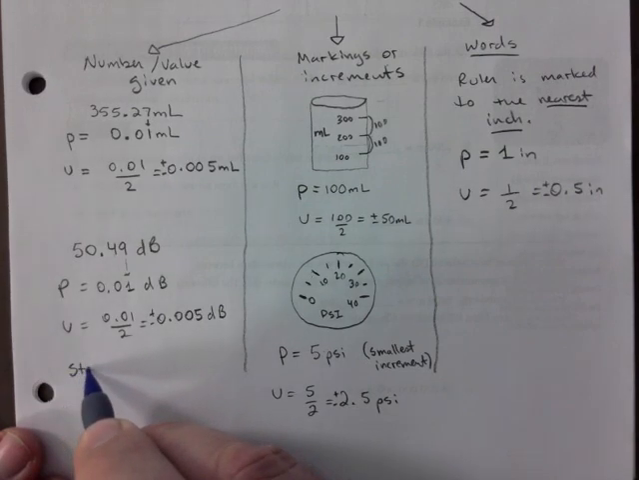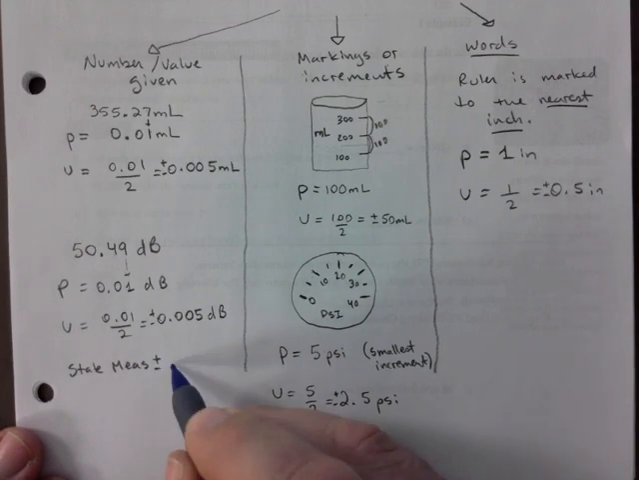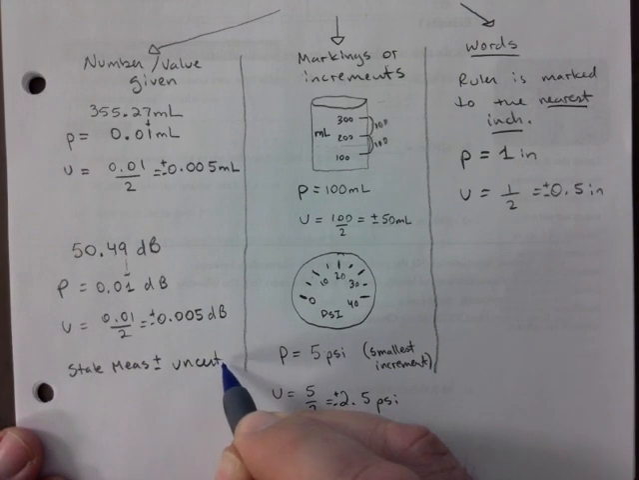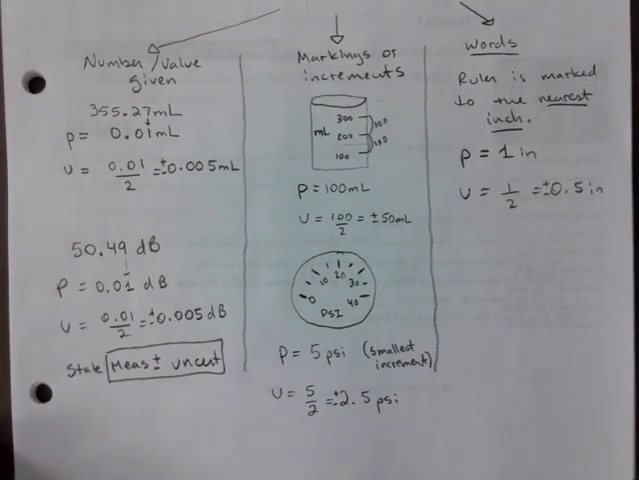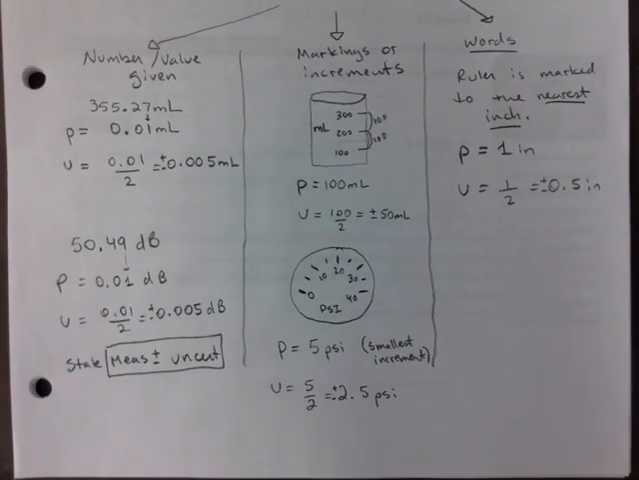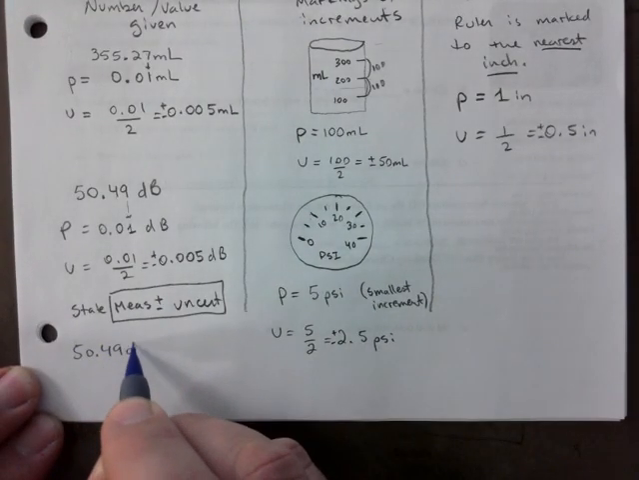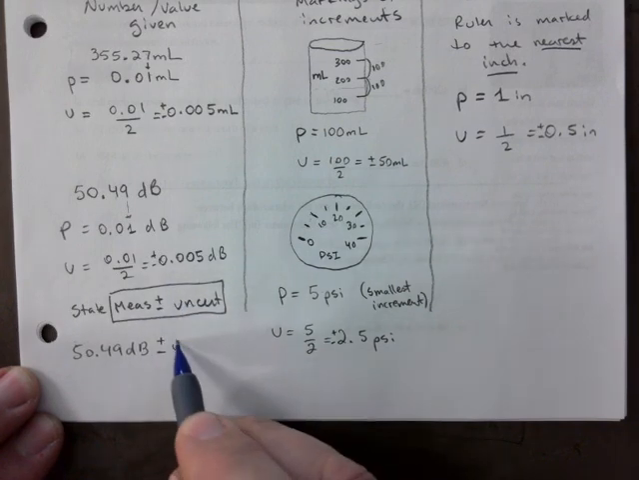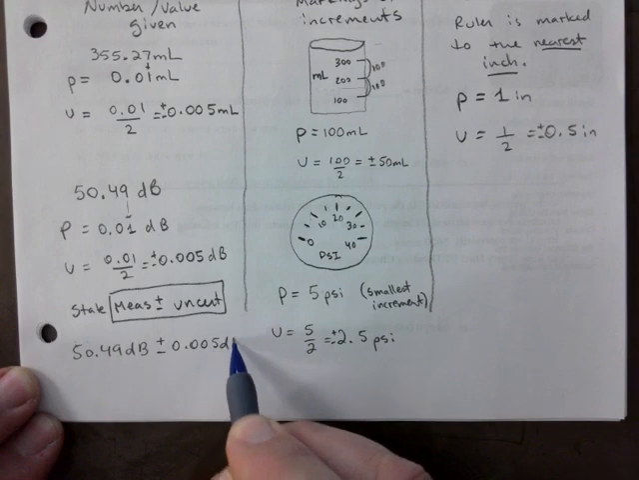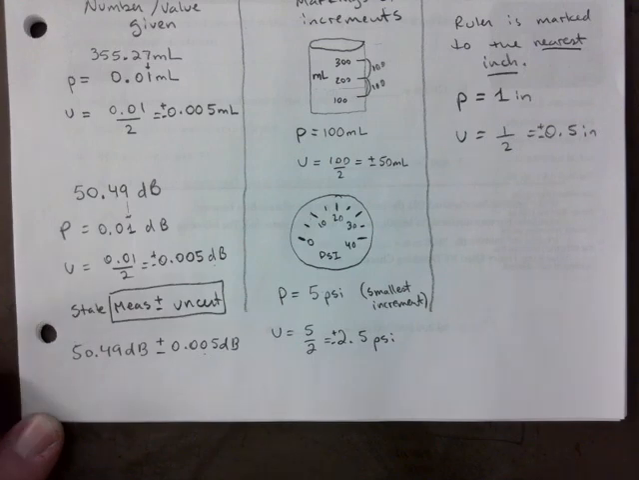So if I asked you to state the measurement plus or minus uncertainty, if I asked you to state the measurement with its uncertainty, you go through these steps, and then you write down 50.49, the actual measurement you started with, and then you just go, it could be over or under by 0.005. So you go through these steps, you figure that out, and then just tack it on to the measurement, and you're good to go.